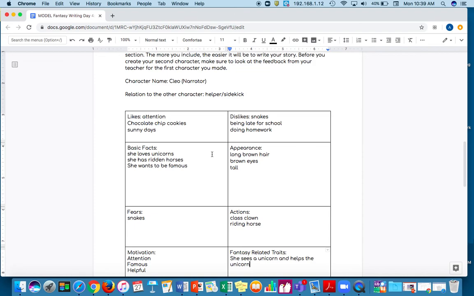Again, filling in more information is definitely going to help you when we're writing our story and coming up with some kind of problem.